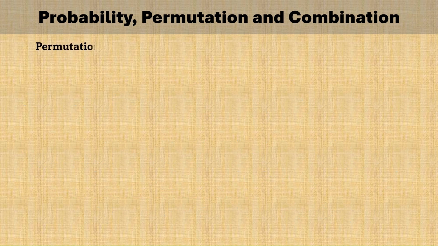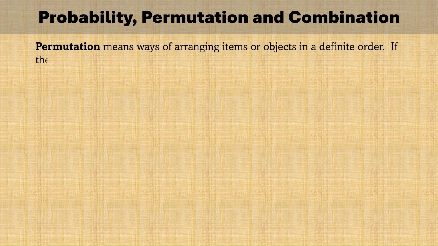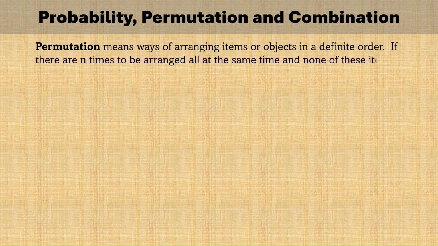Permutations: ways of arranging items or objects in a definite order. If there are n items to be arranged all at the same time and none of these items should be repeated, the number of permutations is computed by taking the n factorial.